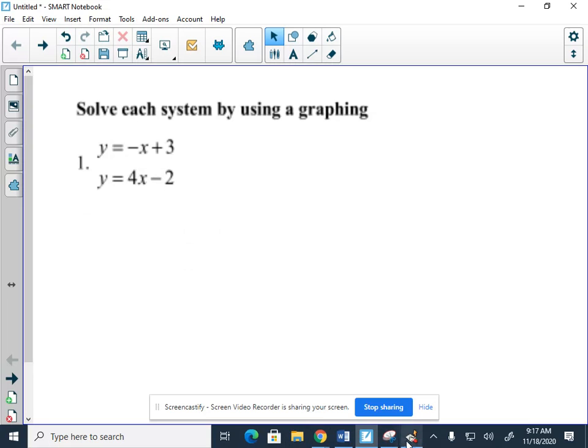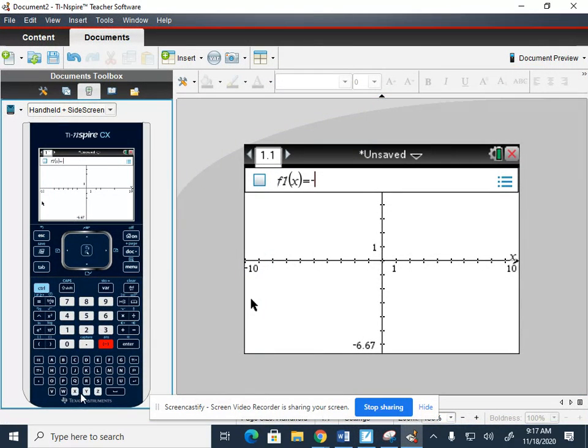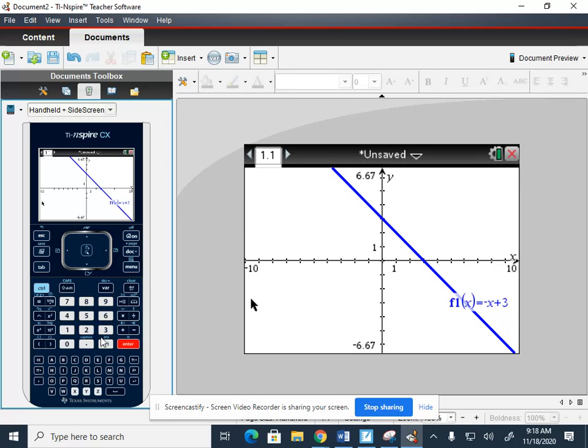But this one, what we're going to do now is we're going to type this in. Negative x plus 3. Once you get that typed in, then hit enter, and it'll graph the first line. Okay, so if I hit enter, got the first line on there. Does everyone have the first line on their calculator now? Got it?